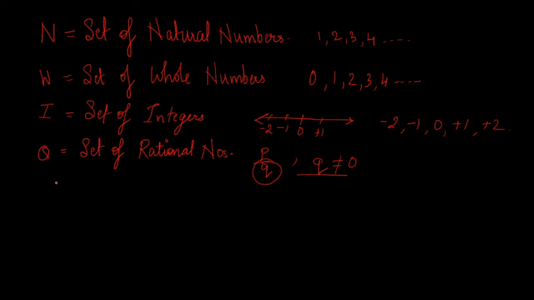And the next one that you need to remember is R, and this is quite relatable. It is the set of real numbers. Now what are real numbers? The set of all rational as well as irrational numbers is going to be real numbers. Okay. So this was a brief introduction to the chapter of real numbers.